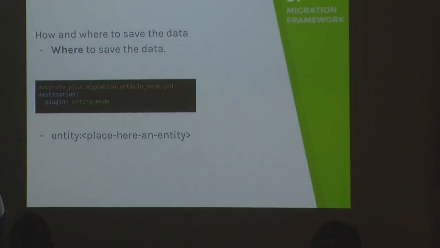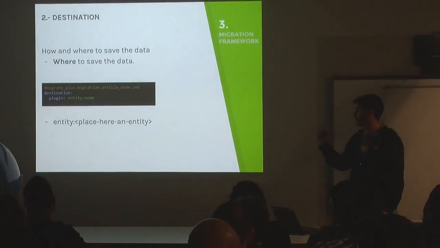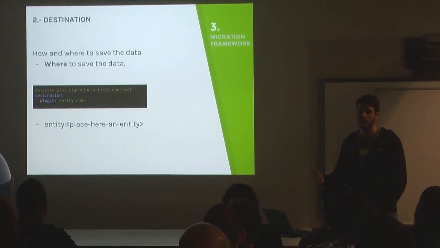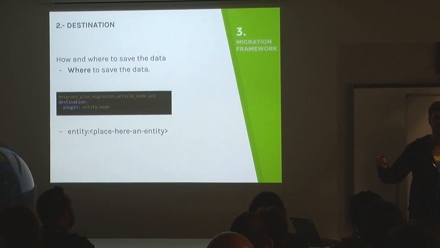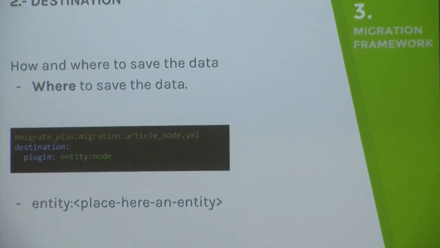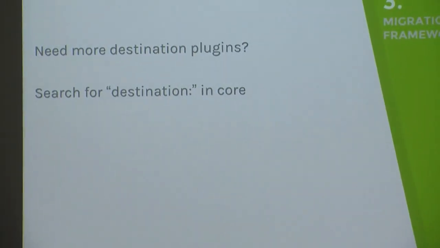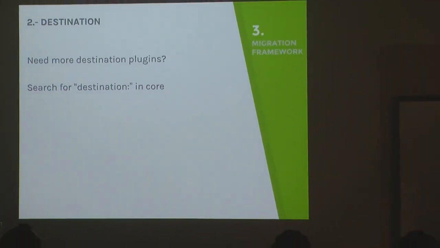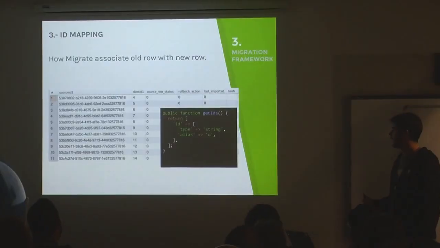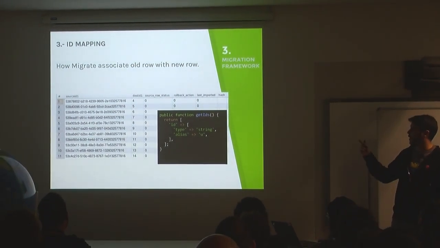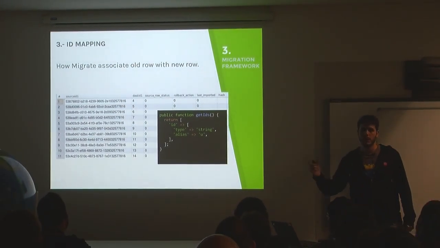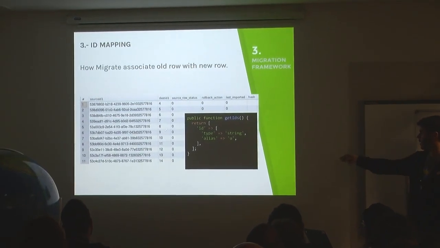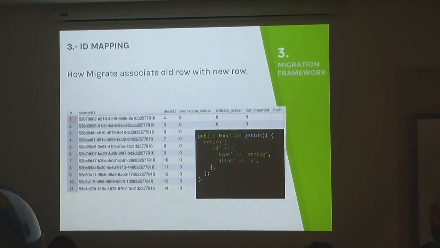Destination: where to save the data. The most common cases for the destination plugin are entity, node, taxonomy term, configuration, comment. If you want more destination plugins, you could search for destination in core. ID mapping: how Migrate associates the old row with the new row. Easy. This is a string ID, and this is my Drupal UID.